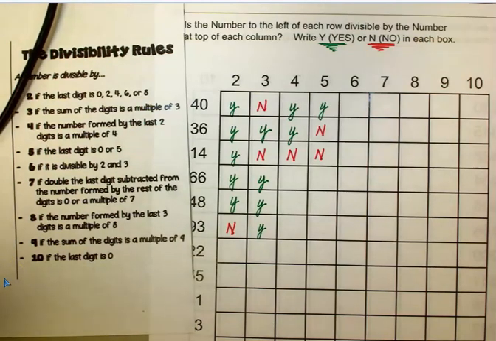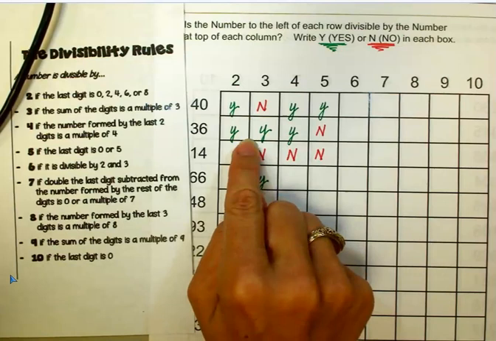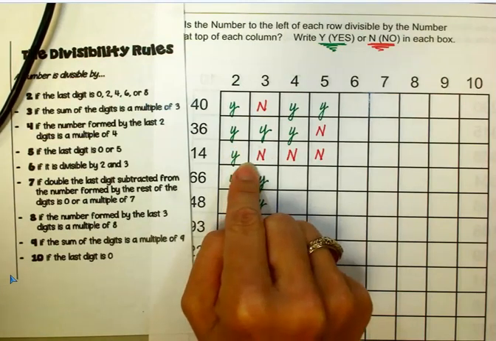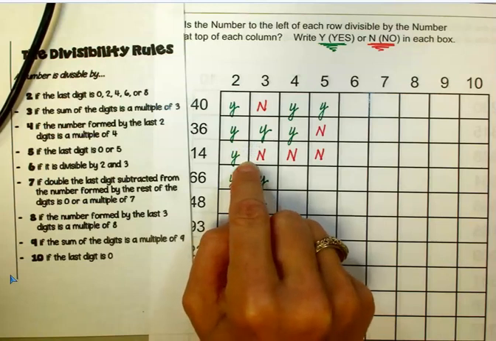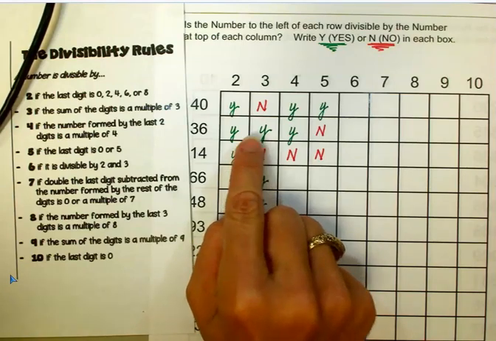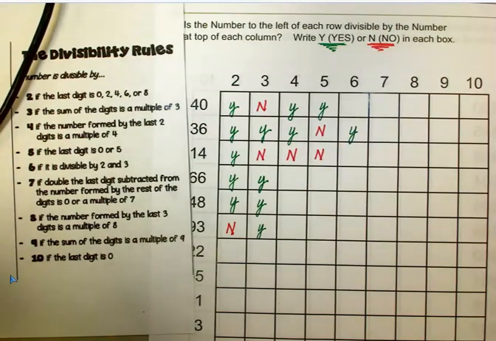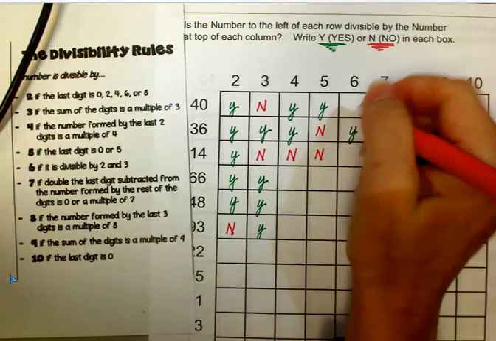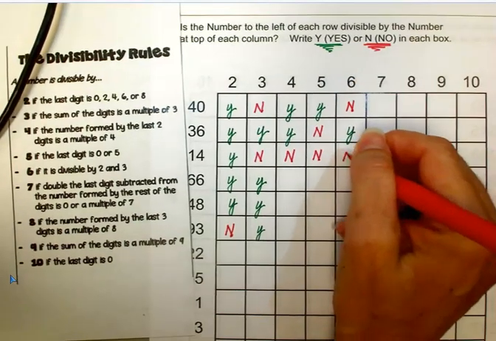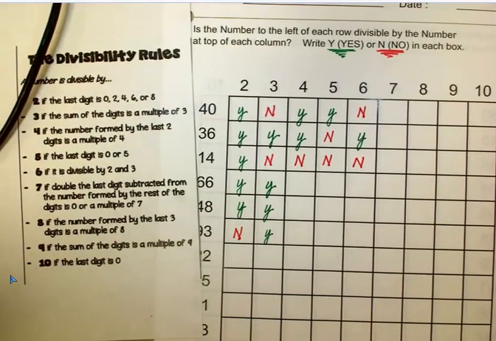If 6, it's divisible by 6 if it's divisible by both 2 and 3. This one was divisible by 2, but not by 3. This one was divisible by both 2 and 3. This one was divisible by 2, but not 3. It's only divisible by 6 if it's divisible by both 2 and 3. So 36 is divisible by 6, but 40 is not divisible by 6, and 14 is not divisible by 6. Like, can you still take 14 and divide it by 6? Yeah, absolutely. It's just you're not going to get a whole number, okay?